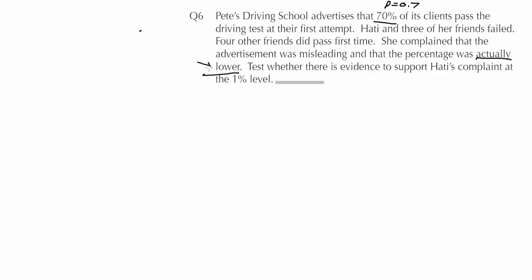She complained that the advertisement was misleading and that the percentage was actually lower. So she thinks H1 is p is less than 0.7. Test whether there's evidence to support her claim at the 1% level. So that's the significance.